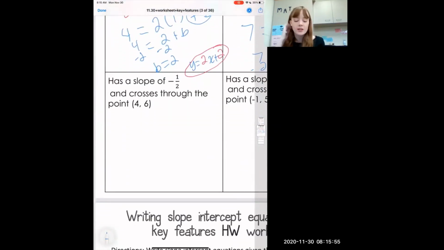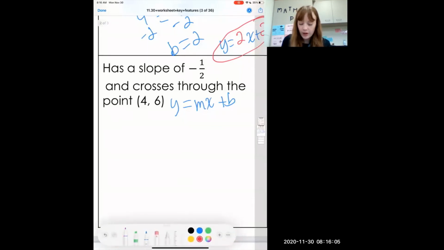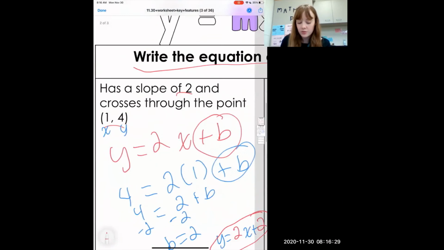2 more examples. I'll try to leave some space. We're going to use the formula y equals mx plus b, where I know that my slope is negative 1/2. And I know that it passes through the point 4, 6. So that tells me an x value and a y value. So my y value is 6. My x value is 4. And the y-intercept is this thing I do not know yet.